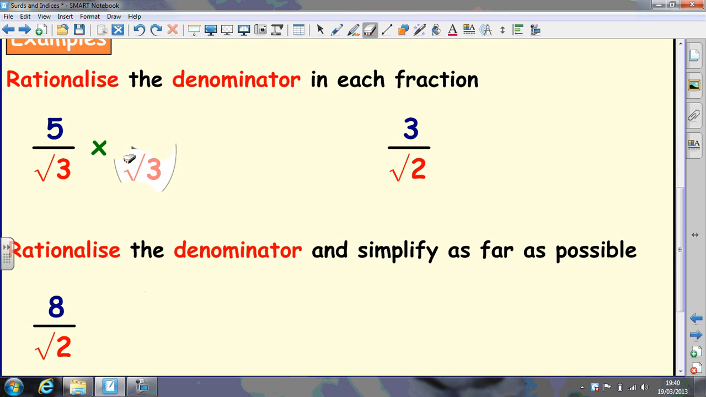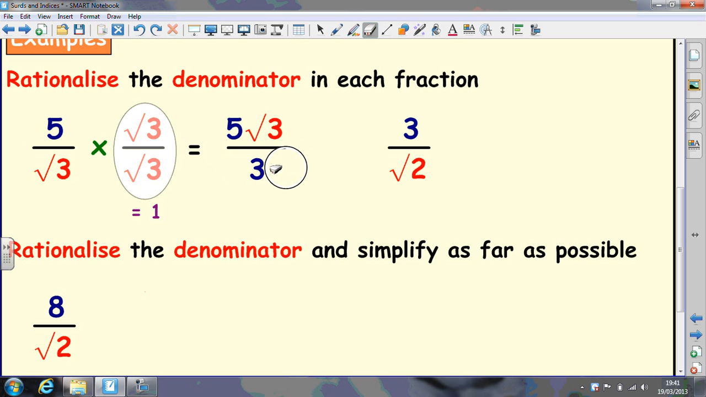But we need to multiply the top by root 3 as well, because we don't want to affect the value of this 5 over root 3, we just want to change the form of it. So we need to multiply it by 1. So if you're multiplying the bottom by root 3, you need to do the same to the top. And just like we saw on the previous screen, we're not affecting the value of this fraction, we're just changing the form of it. So if you do the top, 5 times root 3 gives 5 root 3, and the bottom, root 3 times root 3 is root 9, which is just 3.